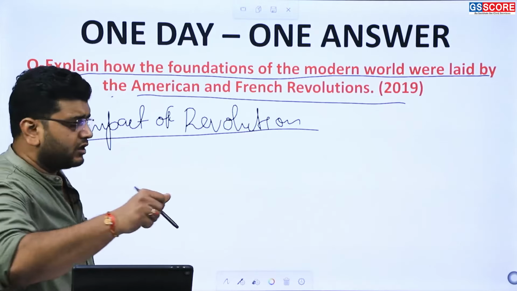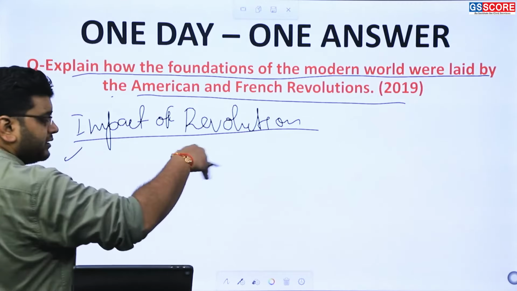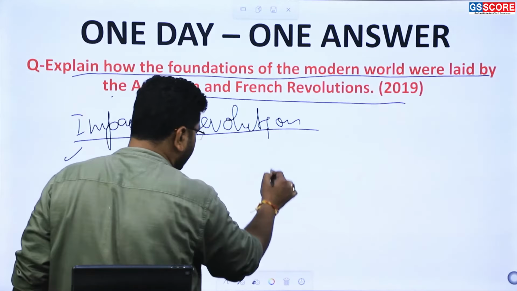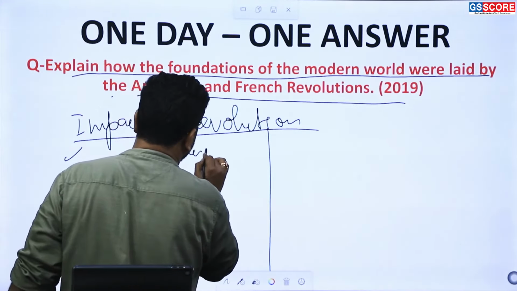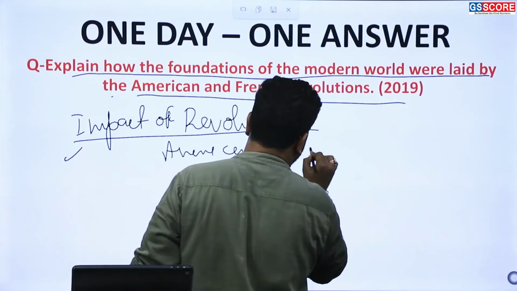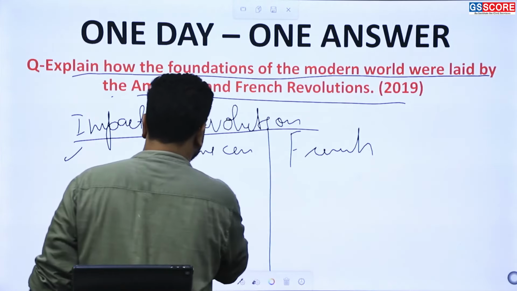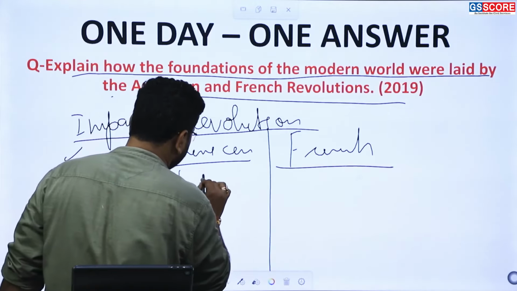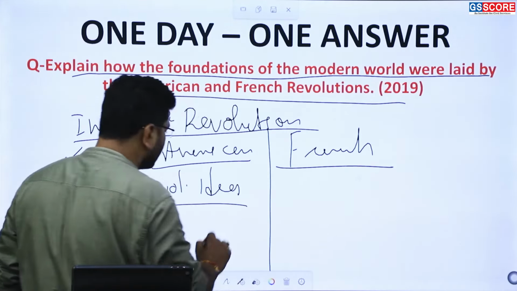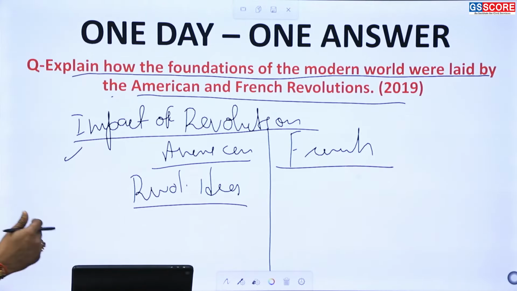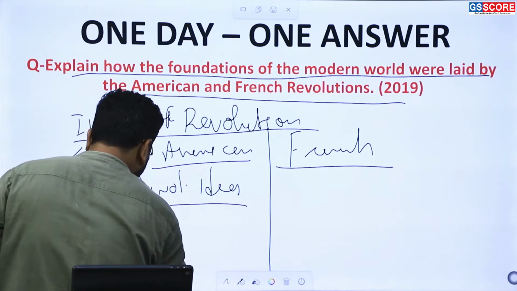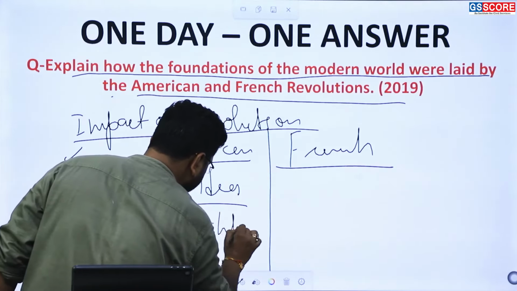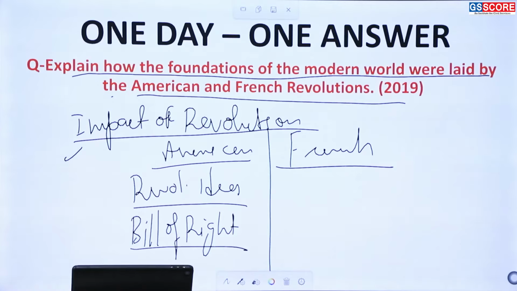You can introduce with the impact of revolution, the significance of revolution in the world, how it changed the world order. Then separately you can go with the American Revolution and the impact of the French Revolution. In terms of the American Revolution, it was the starting point of the revolutionary ideas. Then of course the Bill of Rights was an important factor, explaining the rights of men and women.